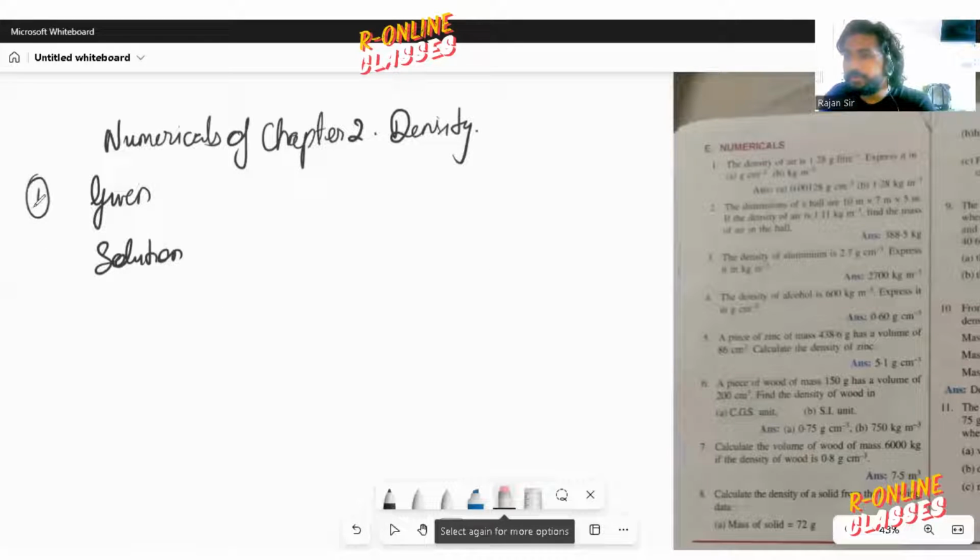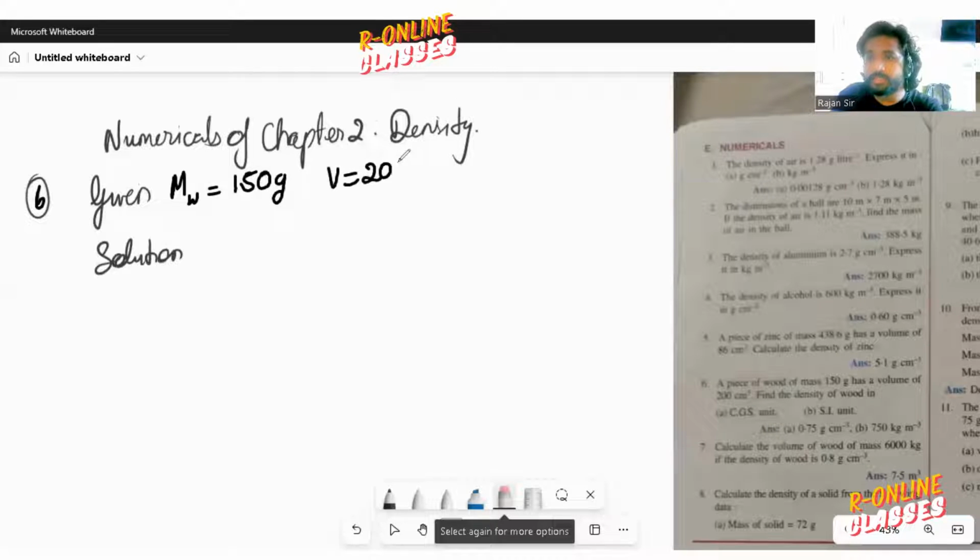Now we have 6th. So 6th question. A piece of wood of mass 150 grams. So let's understand we have mass of wood. So let's say I'm writing W, 150 gram, which is in CGS unit, and has a volume of 200. So we have the volume, which is again in CGS unit. Very good. Find the density of wood in CGS and then SI, like I was saying. So let's go for the solution.